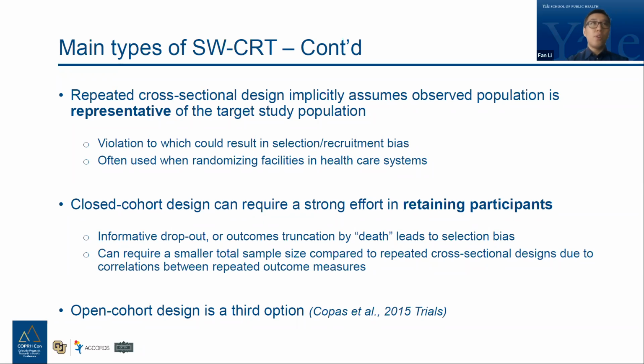There is also a third option called the open cohort design, which is really a mix of repeated cross-sectional and closed cohort designs, because we're allowing for the attrition of members from the original cohort, as well as the addition of new members to the existing cohort. The reference given in the slide talks about all of these variants in more detail.